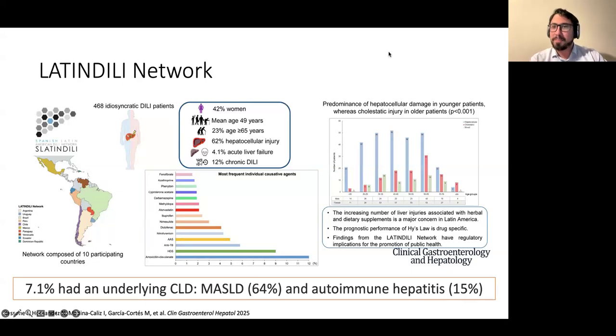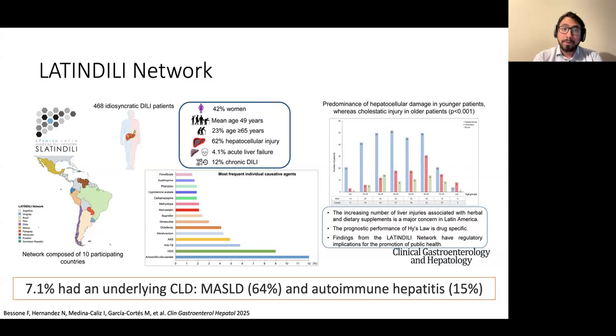Even though I'm living in the US, you can leave Latin America, but Latin America cannot leave you. So in Latin America exists the LATIN-DILI network, and they follow up patients for more than 10 years. And they reported this year the main characteristics of this cohort. And in around 468 idiosyncratic drug-induced liver injury patients, they identified 7% with underlying chronic liver disease. And two thirds of that population have MASLD.